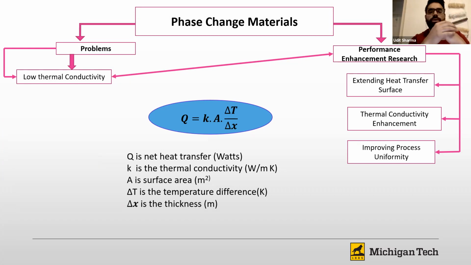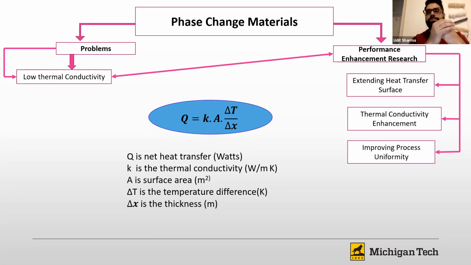You can see the equation in front of you, this is known as Fourier's law of conduction. What we want is to increase this value of Q as much as possible. There are three different parameters in this: K is the thermal conductivity, A is the area, and delta T is the temperature difference. All the techniques implemented to improve this are oriented towards these three.